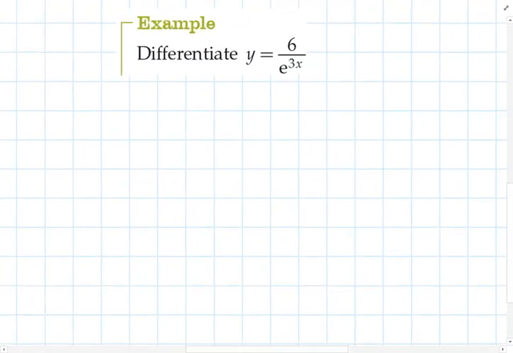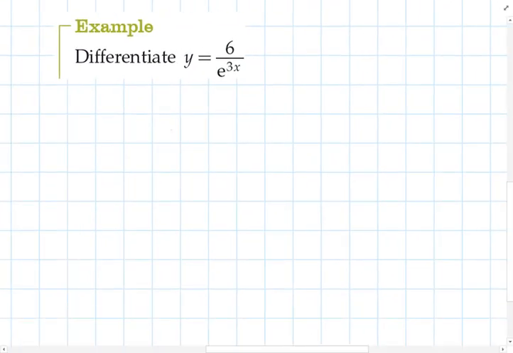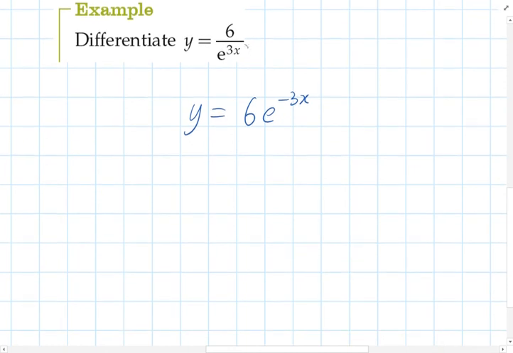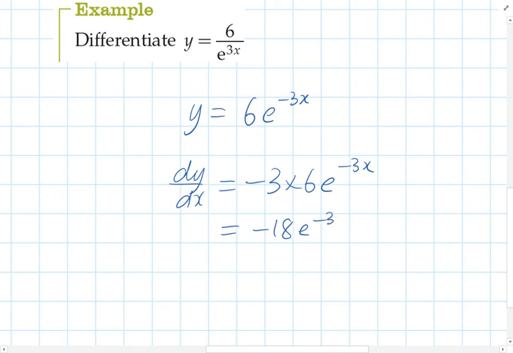Okay, one more example over here. So this example here, we first of all need to rewrite this as y equals 6e to the negative 3x. So just remembering our index laws, when you've got a power on the bottom of the fraction, it's the same as that power being negative. And so dy by dx is going to be the derivative of that power times our function. So that's negative 18e to the negative 3x.